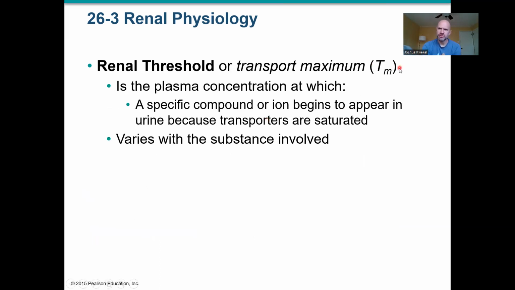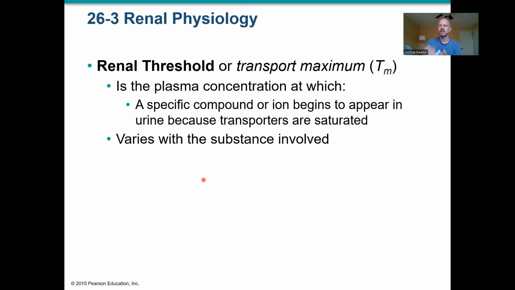This is called the renal threshold. It's the transport maximum. In the plasma, it's the concentration at which a specific amount of a compound or ion begins to appear in the urine because transporters are saturated. Think about it: I have high blood sugar, way too much sugar in my blood, and the other mechanisms are not able to remove the glucose fast enough. So my kidneys begin to spill glucose into the urine. It shouldn't go there. We should keep the glucose in the blood because that's valuable. But because we have way too much in the blood, it's literally spilling over into the urine. The threshold for the amount of sugar has been reached in the plasma.